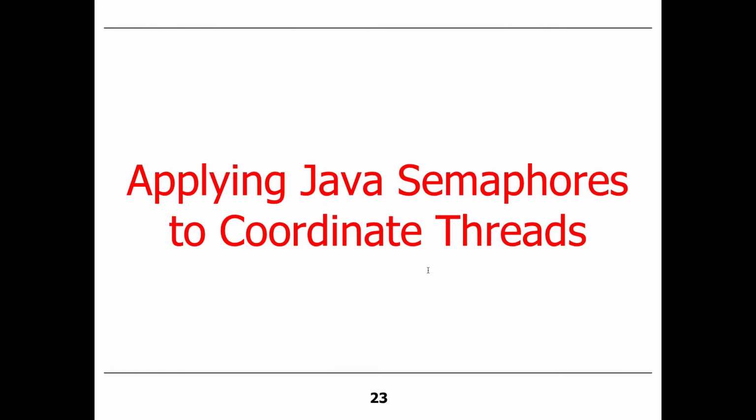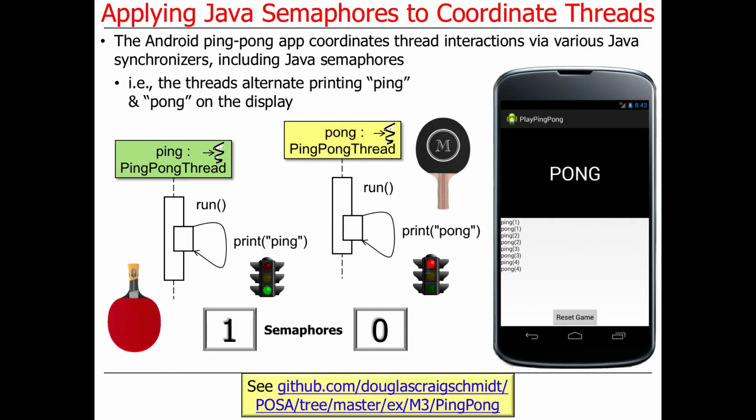Okay. So let me show you a different use case where we're going to apply Java Semaphores to coordinate threads. So now we're going to coordinate the order in which threads are going to run. And this example is the ping pong app. The way it works is we've got 2 threads, a ping thread and a pong thread. And if you run this app, it basically goes back and forth, pinging and ponging.